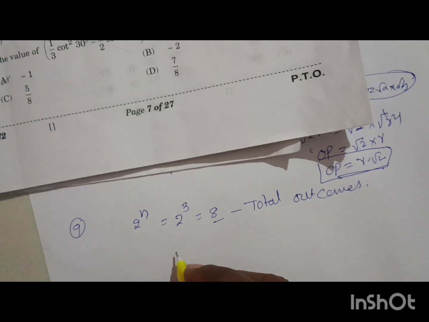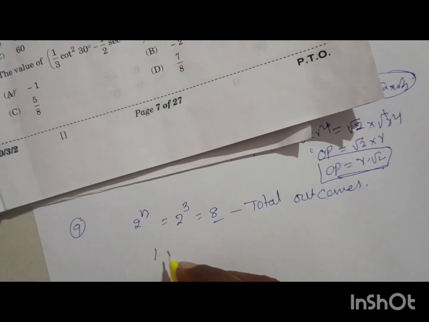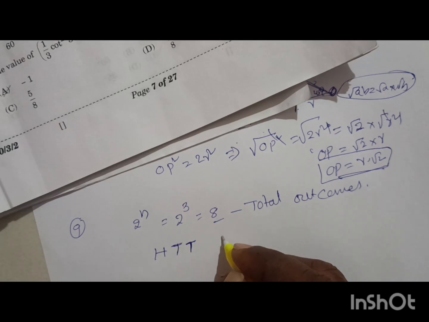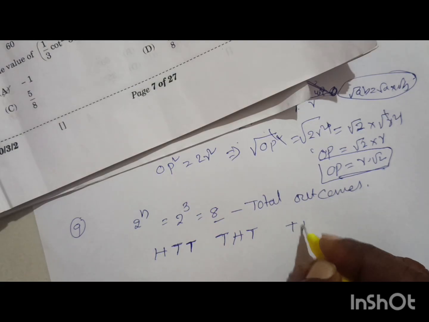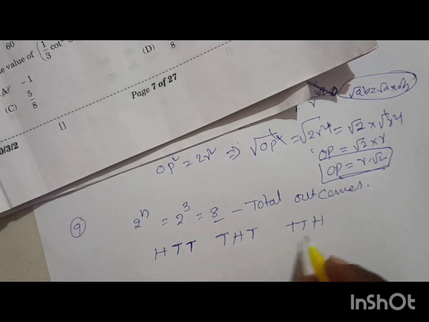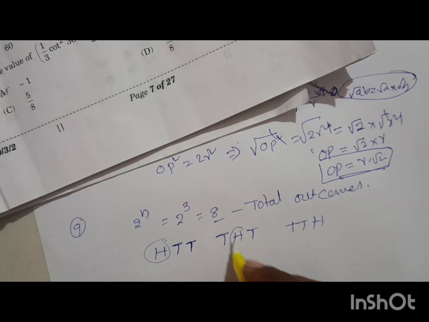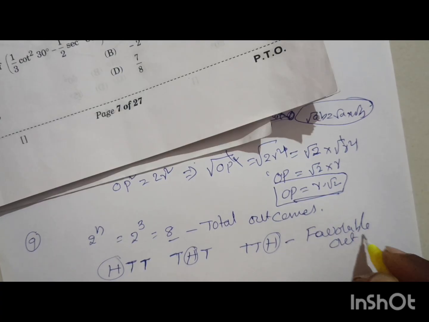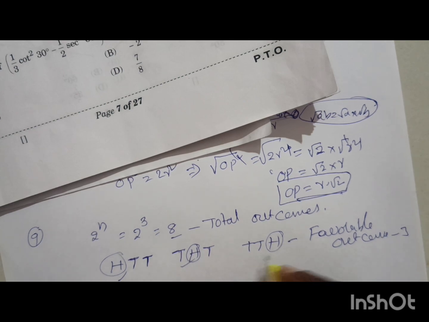Now how many favorable outcomes? Here we require the probability of getting exactly one head. That means head tail tail, next tail head tail, next tail tail head. So this is exactly one head: the head in the first toss, second toss, or third toss. Now how many favorable outcomes? The favorable outcomes are 3.